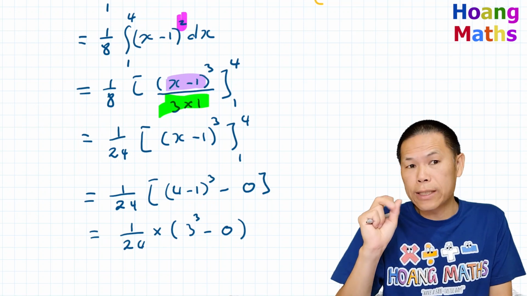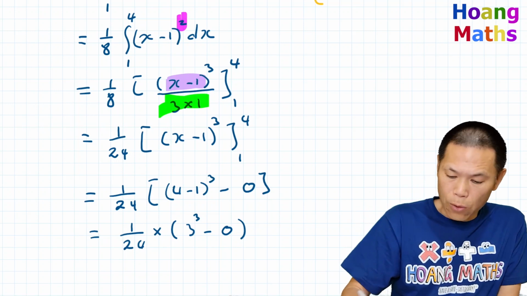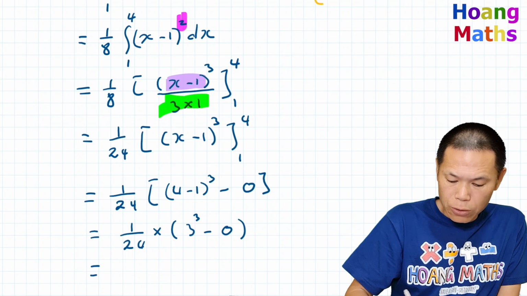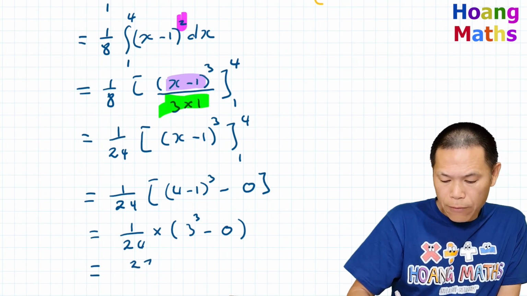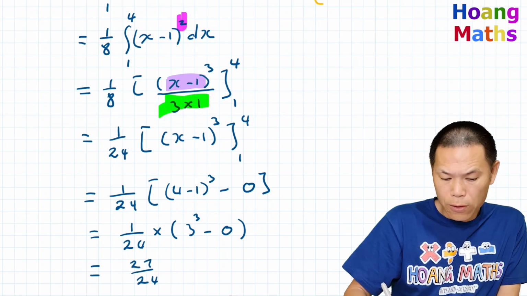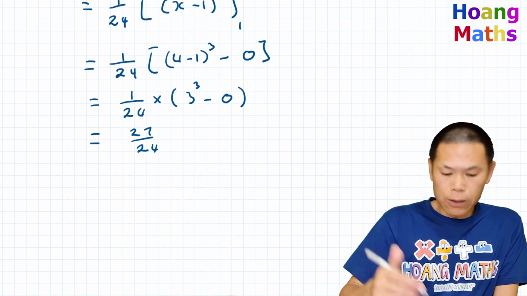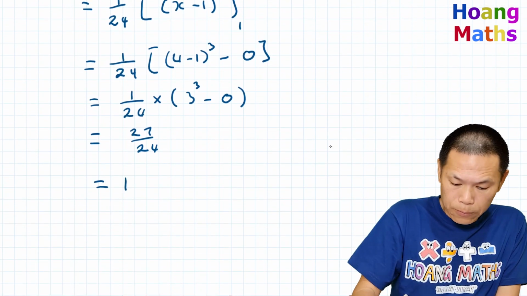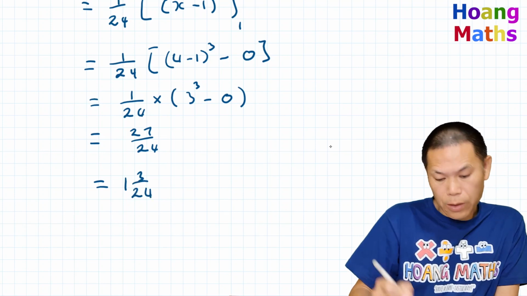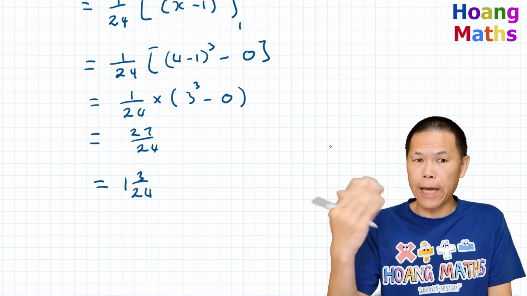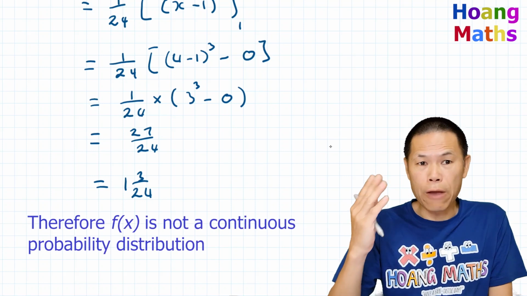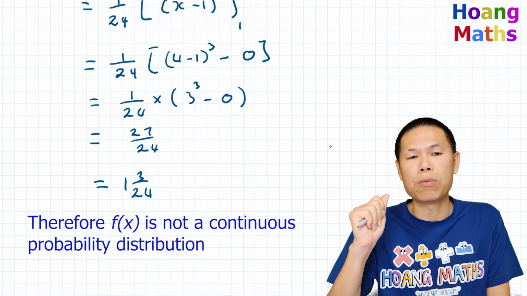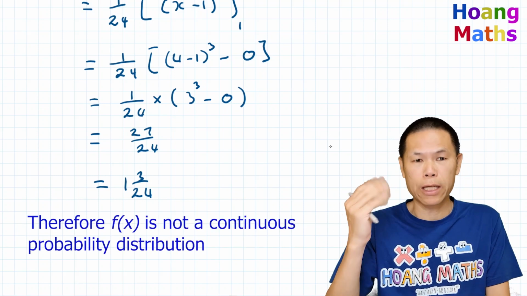So the answer is 27 over 24. So it's equal to 27 over 24. That is 1 and 3 over 24. So we know that the probability cannot be more than 1, right? So therefore, it is not a continuous probability distribution. Okay, keep that in mind.